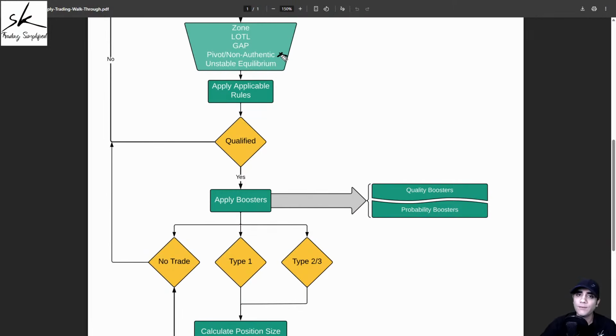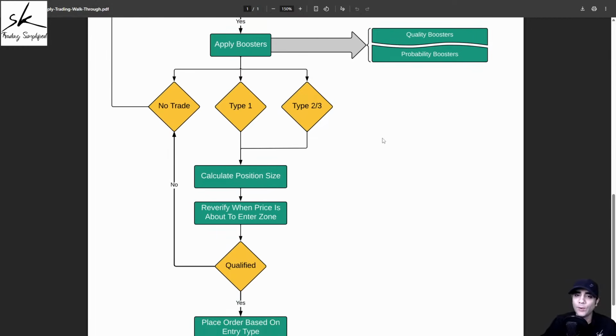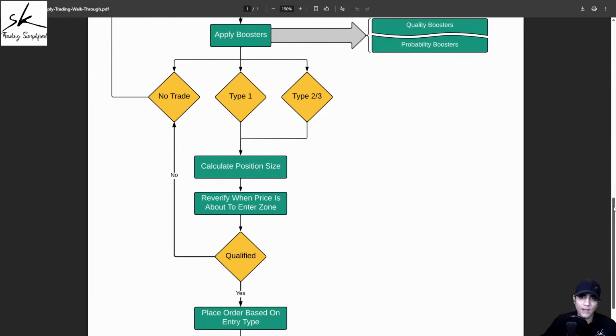It is not a structure, a pivot, or no authentic zone, not even unstable equilibrium. So after applying all the applicable rules, is it qualified? The answer is yes. So now that we know we have a qualified zone, it does not mean we'll blindly trade it. The next step is we'll understand its quality and probability factor by applying the boosters.